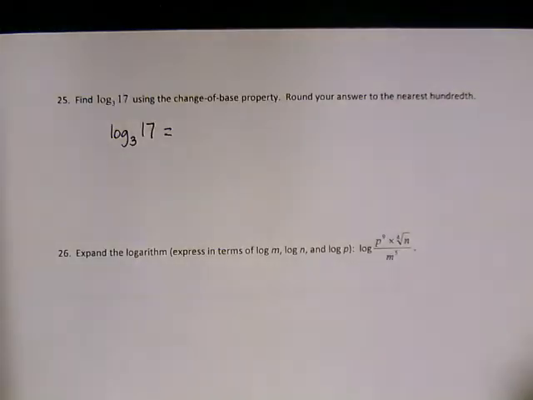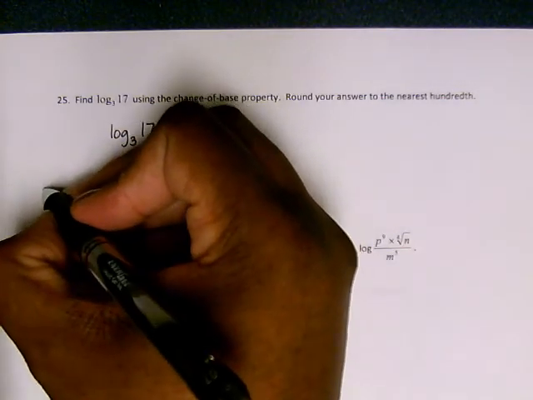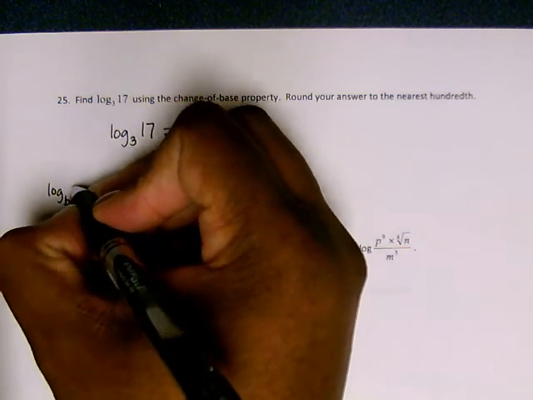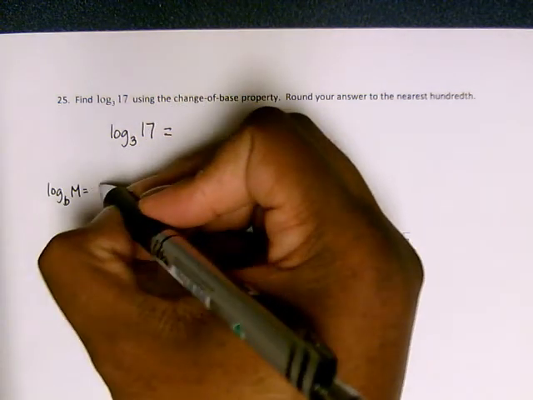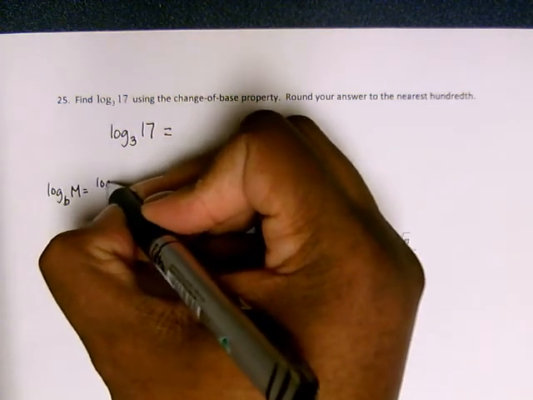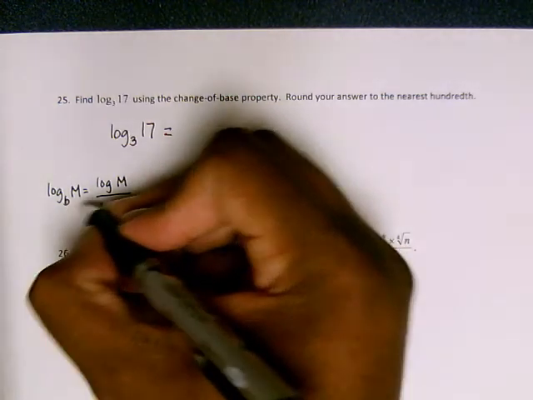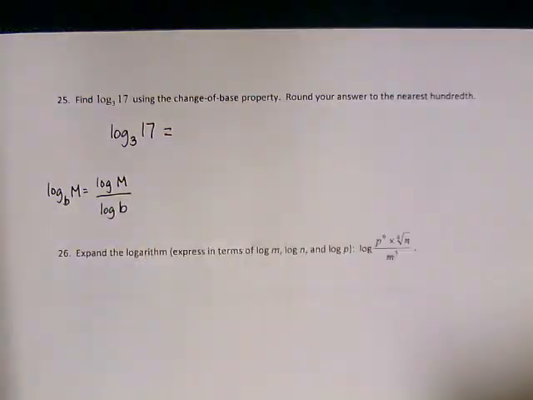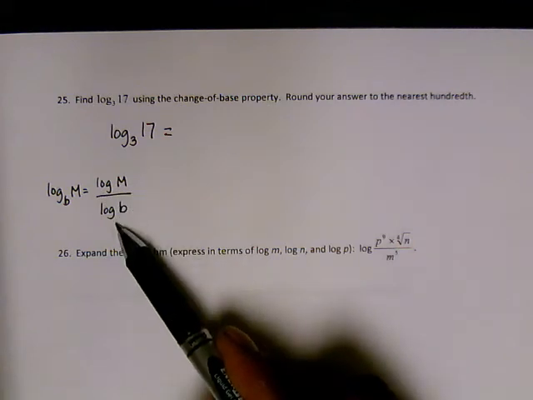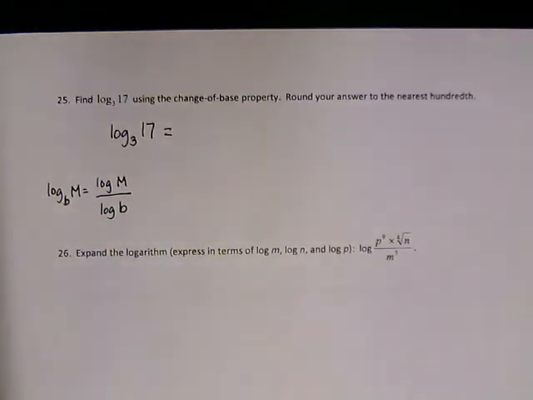And in this case here, if you recall the change of base property, I'll write this down: log to the base b of m. Using common logarithms, it would be the log of m divided by the log of the subscript of your log, which is your b. And this also works for natural logarithms as well. This could be ln of m divided by ln of b.